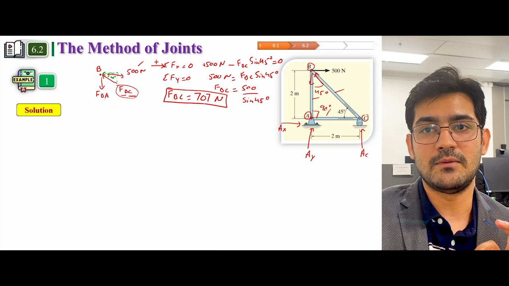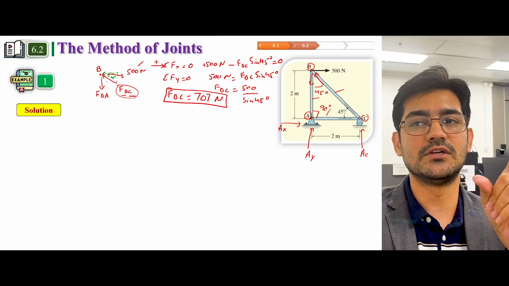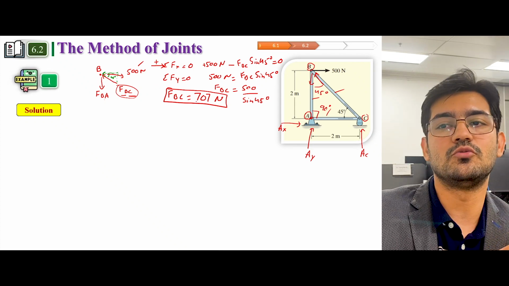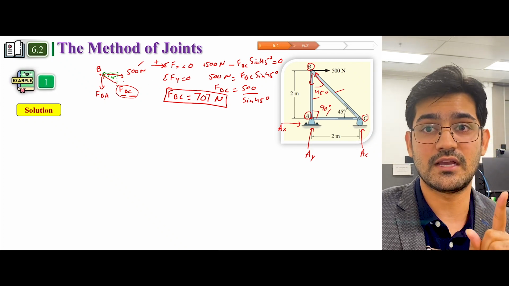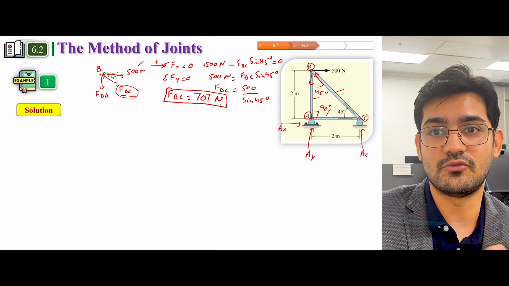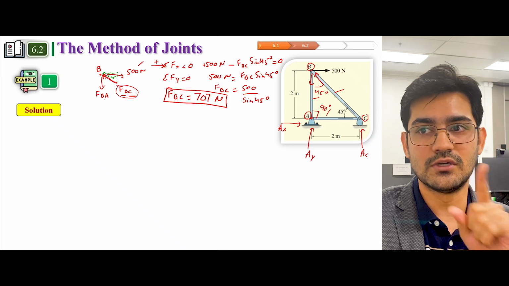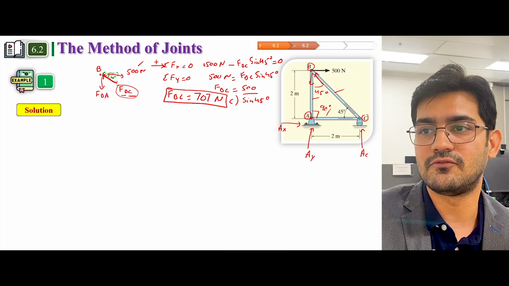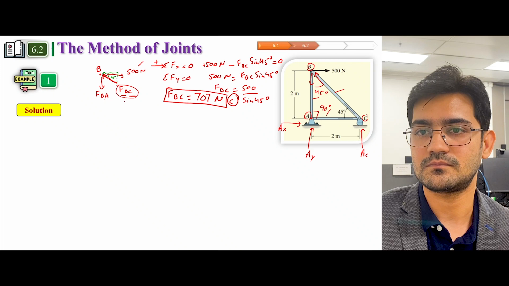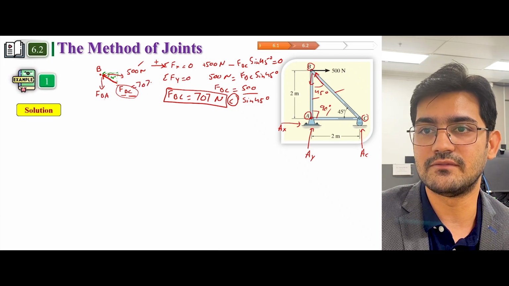So remember, we assumed some direction before. We assumed it towards B, and it comes out to be positive, so it means that whatever assumption we made was correct. So this is a compressive force. Why? Because the force is acting towards the point. So this is a force of compression. Okay, now we know this force, which is 707 Newton.